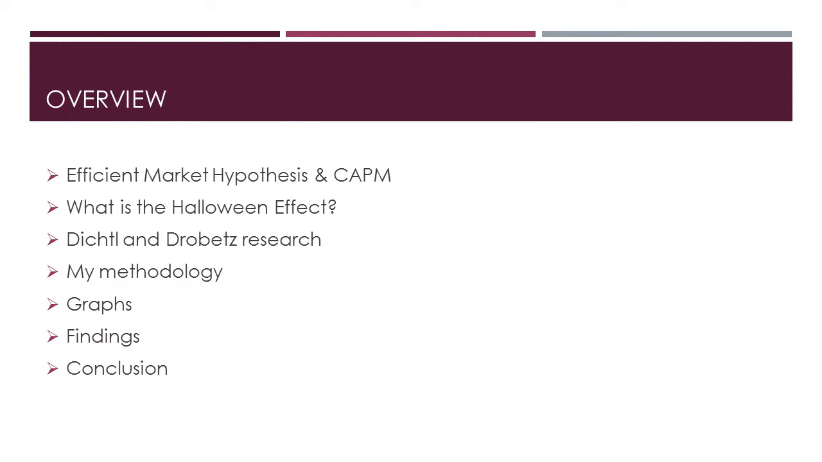Like I was saying, I'm going to be talking about the market efficiency anomaly sell in May and go away. Looking at an overview of the presentation, first we're going to talk about the efficient market hypothesis and CAPM. Then we're going to discuss what the Halloween effect, which is another name for the anomaly, actually is. Then we're going to talk about the research by Dichtel and Drobitz, my methodology to repeat this research, the graphs of the data, the overall findings, and the conclusion.